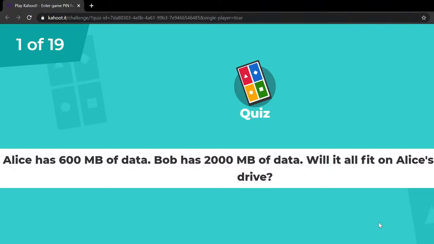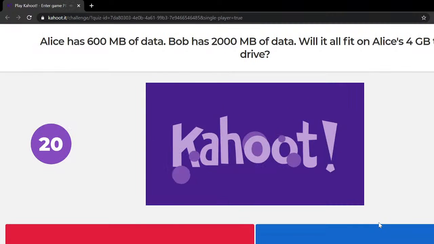So first question: Alice has 600 megabytes of data, Bob has 2000 megabytes of data. Will it fit all on Alice's 4 gigabyte thumb drive? I'm not going to put the answer because then you guys will know what it is. 602,000, so that would be 2,600 megabytes.